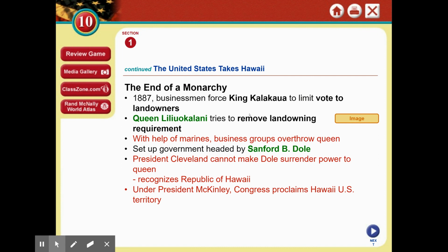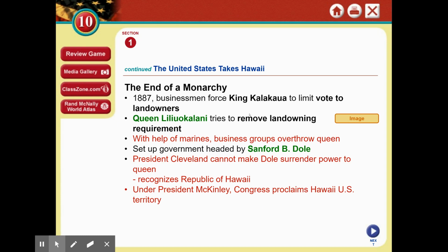President Cleveland directed that the queen be restored to her throne. When Dole refused to surrender power, Cleveland formally recognized the Republic of Hawaii, but he refused to consider annexation unless a majority of Hawaiians favored it. But in 1897, when William McKinley took over, he favored annexation, and he was the person who had succeeded Grover Cleveland. So on August 12th of 1898, Congress proclaimed Hawaii an American territory, and although Hawaiians have never had the chance to vote, in 1959, Hawaii became the 50th state of the United States.